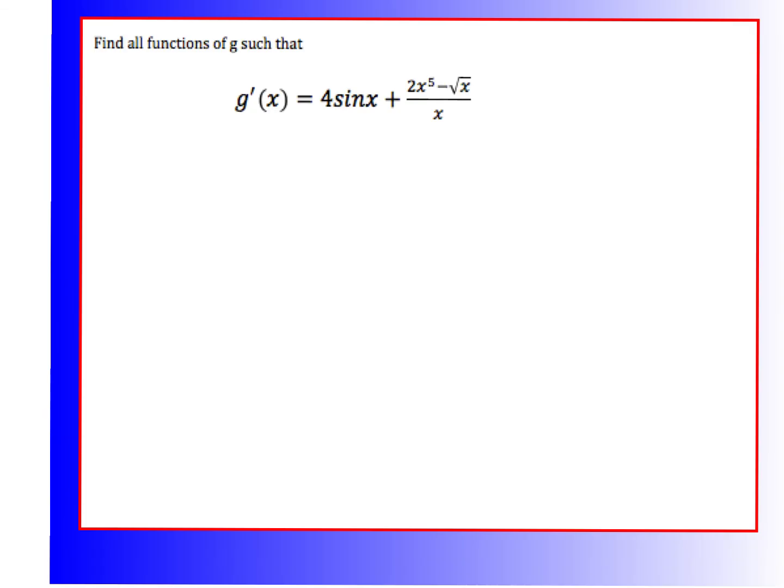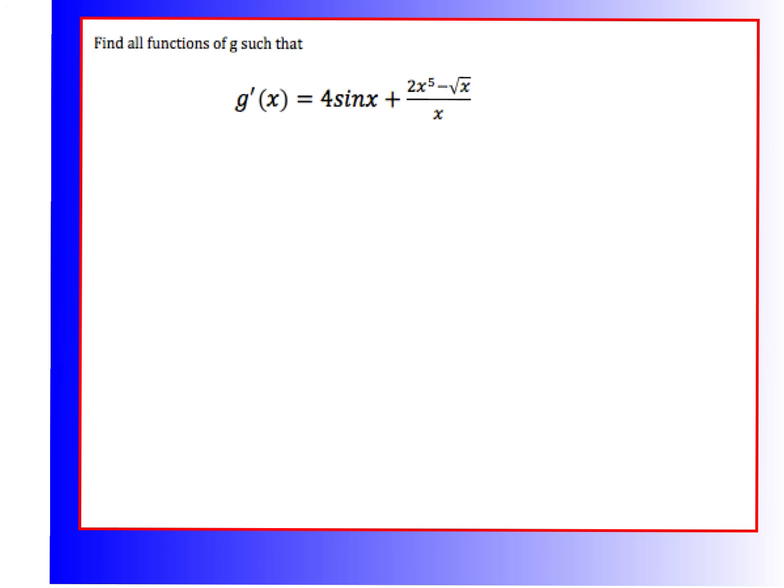So now I need to get back to my function g. And I'm given g prime is equal to 4 sine x plus 2x to the 5th minus square root x, all over x. So how do I get from g prime to g? Take an integral. Okay, take an antiderivative. Take an integral of it.